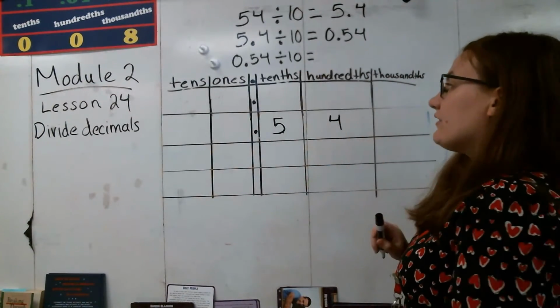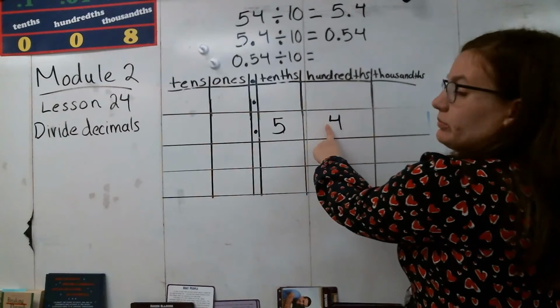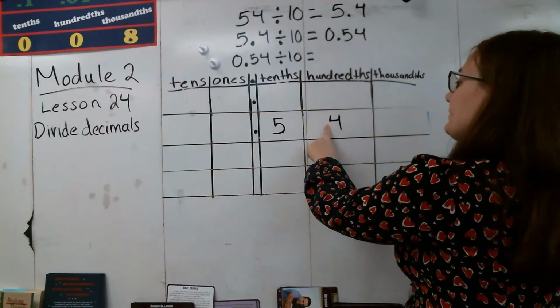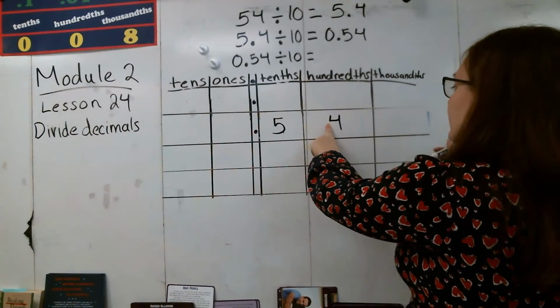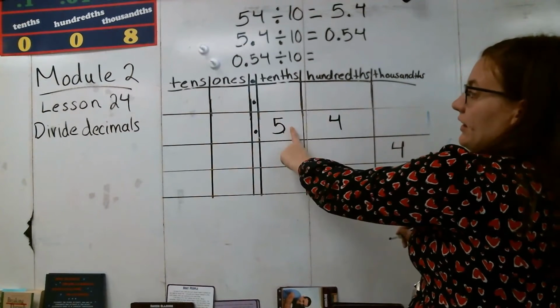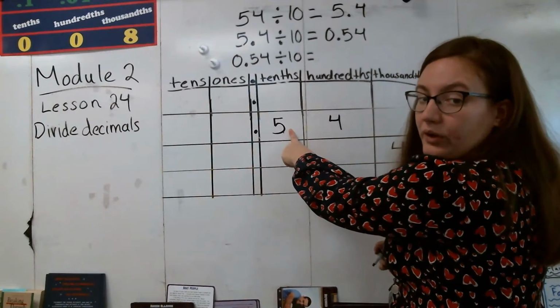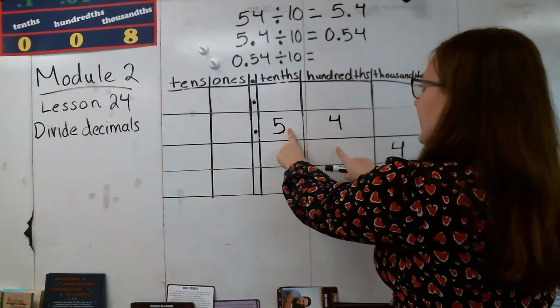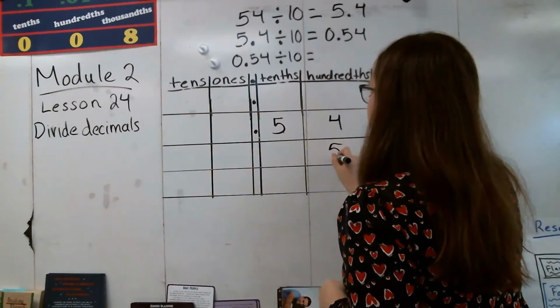So I'm still just dividing by 10, so I'm still just moving each of my place values one space to the right. So I have 4 hundredths. I move it one space to the right, so that becomes 4 thousandths. My 5 tenths moves one space to the right, so that my 5 tenths becomes 5 hundredths.